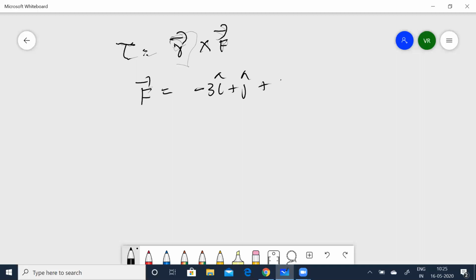So we saw in the division notes, torque is given by r vector cross f vector. Torque is a vector quantity. So it's a vector cross product of r vector cross f vector. So clearly f vector is given as minus 3i plus j plus 5k. And r vector is given as 7i plus 3j plus k.